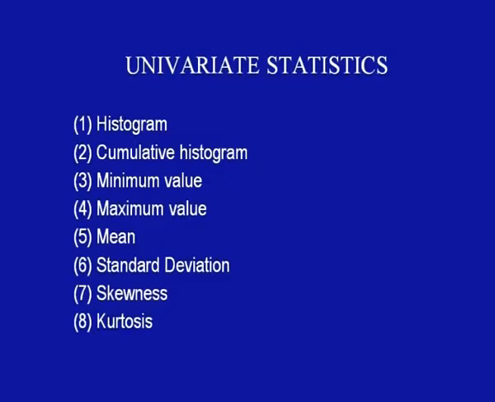Now let us look at the various statistical tests that may be applied to a remote sensing data set. There are two types of statistics which may be computed. First is the univariate statistics and the second is multivariate statistics. So now let us look at the various univariate statistics. It could consist of computing the histogram, the cumulative histogram, finding out the minimum value, the maximum value, mean, standard deviation, skewness and kurtosis.